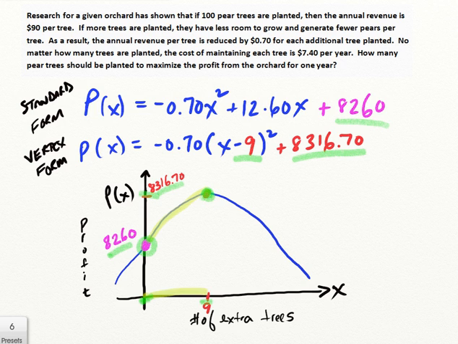If the question had been, all right, you know all that, can you tell me how much the profit increased? Well, now they'd be talking about this amount here. It was at 8260, it increased to 8316.70. Simple subtraction would tell you how much the profit had increased over that time. So if you understand what the question is asking, and you understand what these different forms of the quadratic can give you, you shouldn't have any problem answering these types of questions.